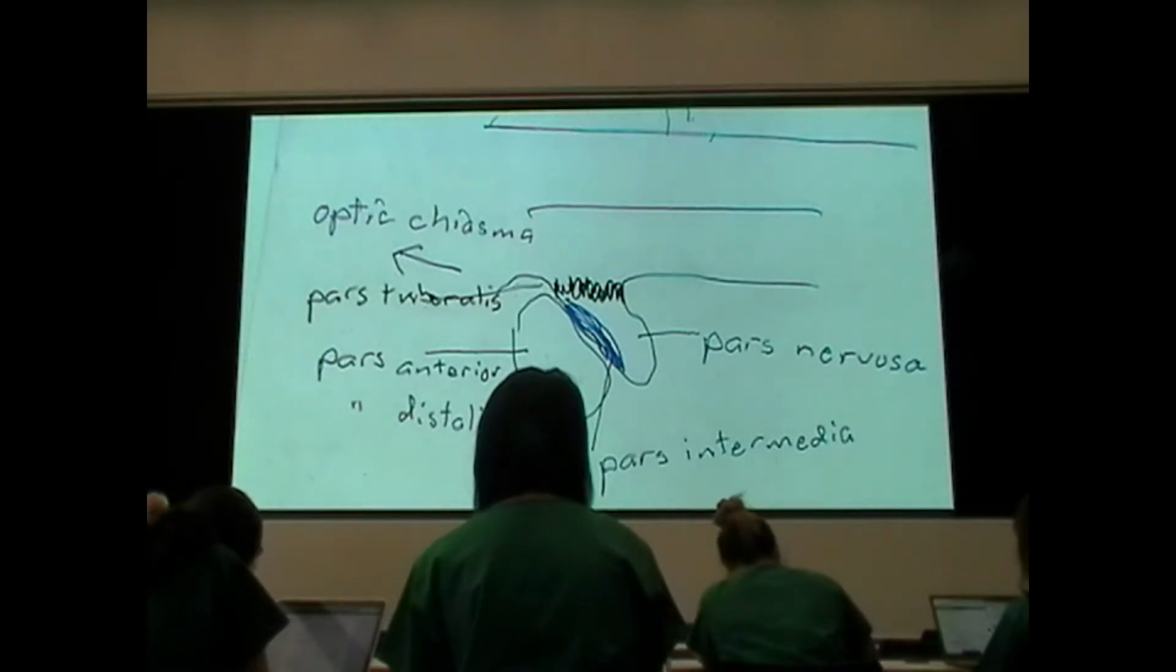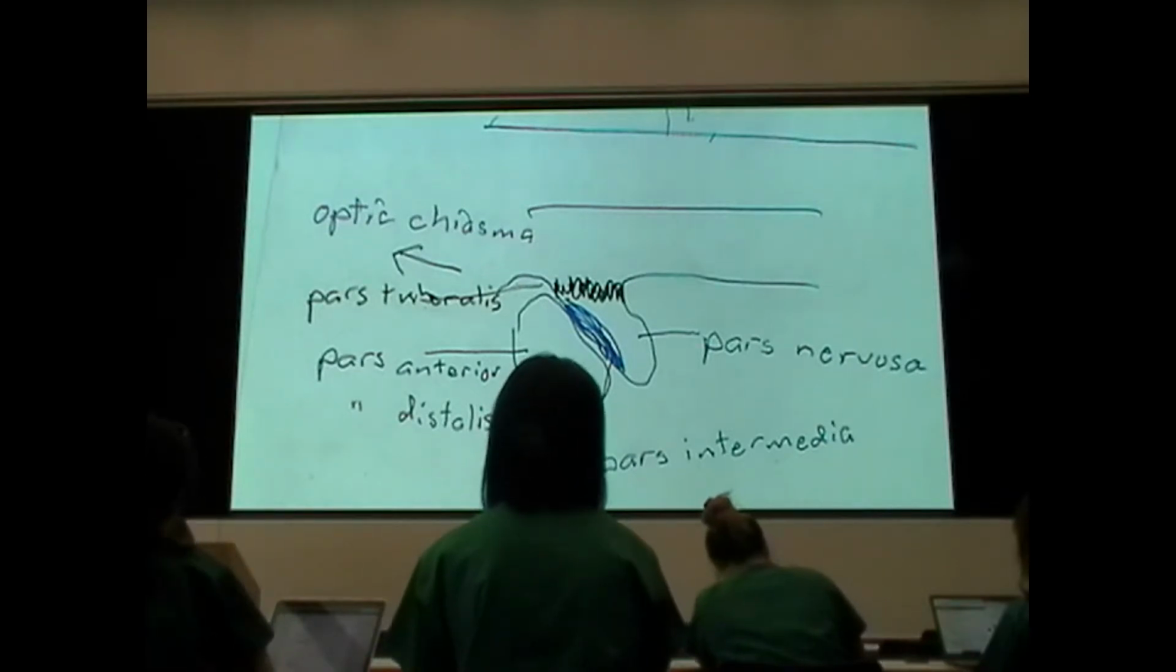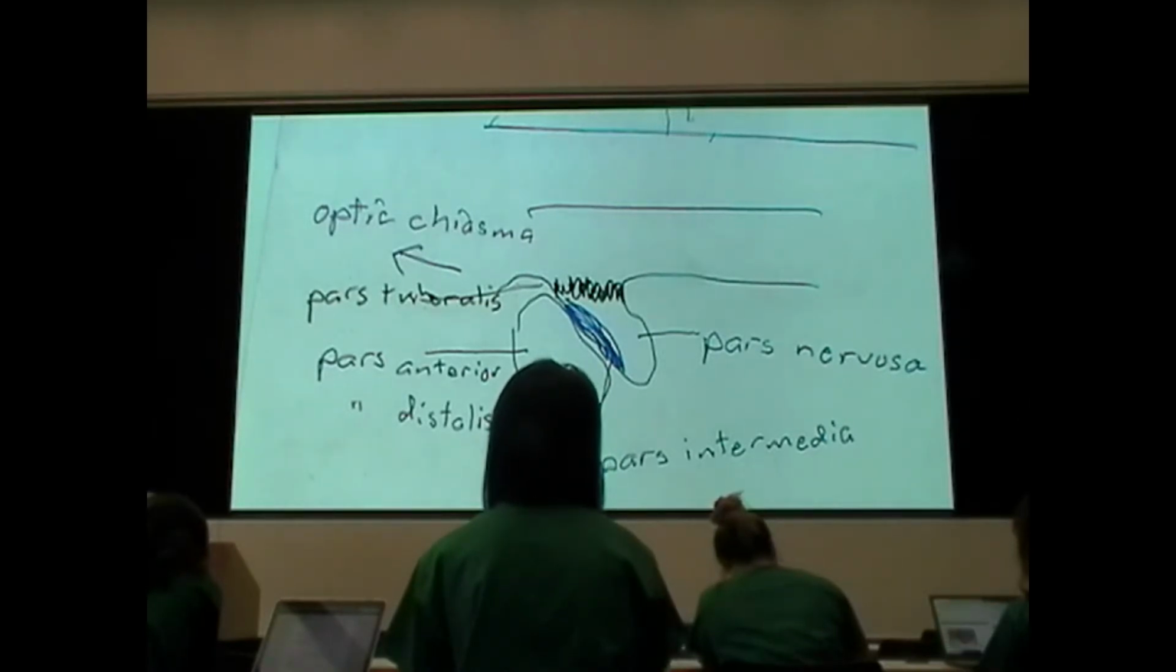Now, it's rather interesting that most hormones are species specific. That is, a hormone that works well in one kind of mammal probably will not work very well in another mammal.